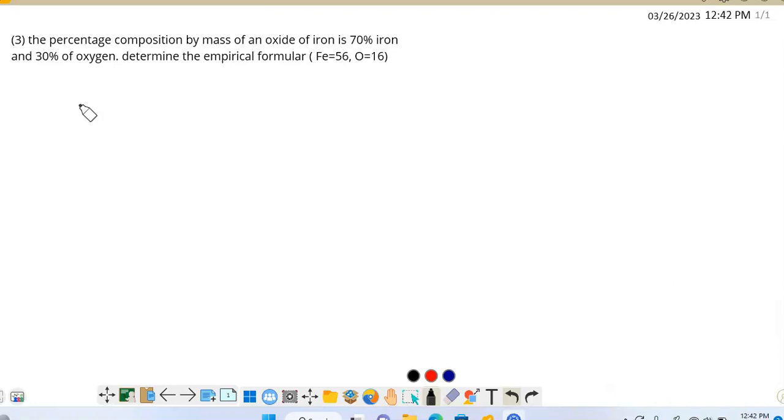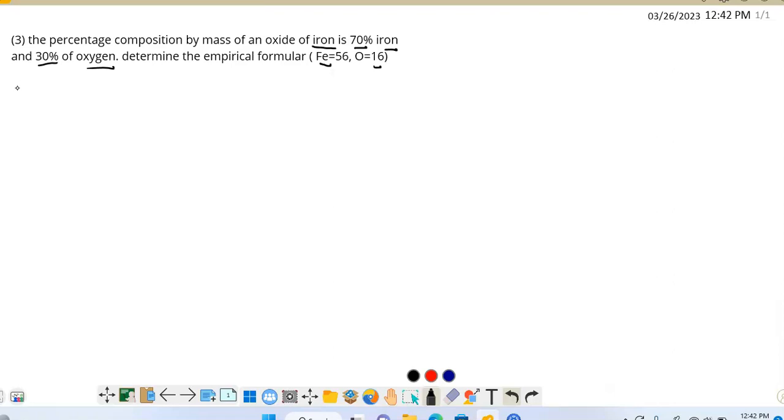Okay, the percentage composition by mass of an oxide of iron is 70% iron and 30% oxygen. Determine the empirical formula, given that iron is 56 and oxygen is 16. So how do you do this? Okay, in the first place, you do the same way.